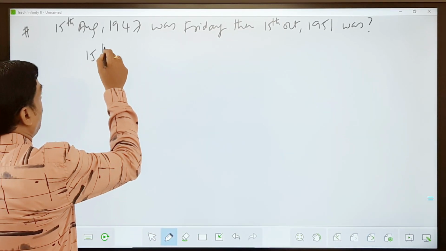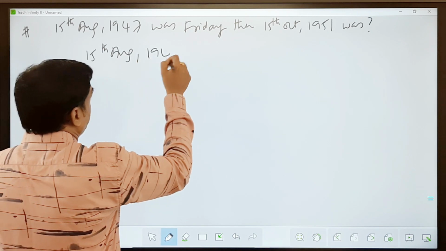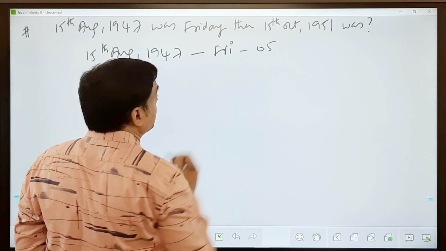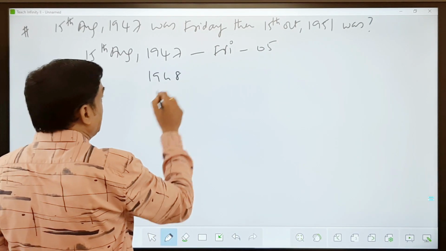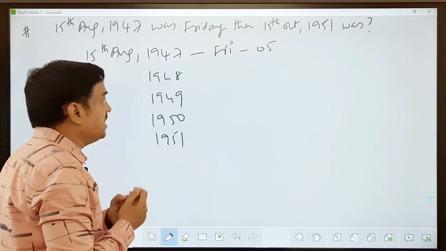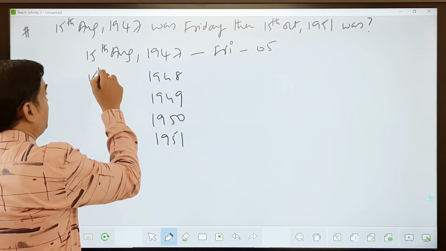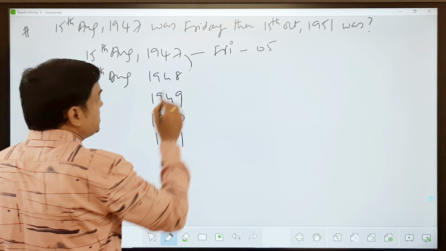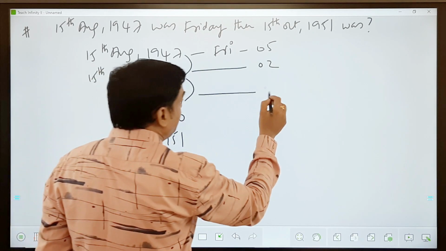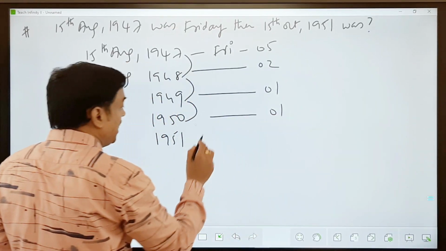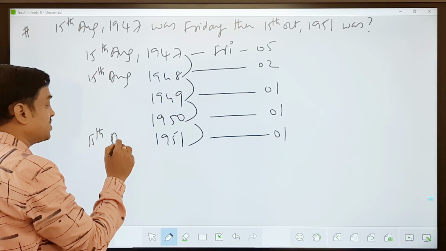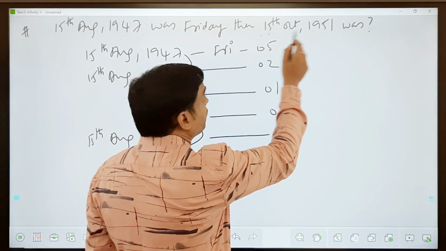Now similarly, one more question with a reference date, almost the same question. So 15th of August 1947 was Friday. That means it is already running with 5. So 1948, 1949, 1950 and 1951 is what I need to take. Now here, if I take 15th of August, please understand, this year to this year, it's a leap year. So 2 will be added over here. And then it's a non-leap year, 1. And it's again a non-leap year, 1, and again a non-leap year, 1 will be added. But this is up to 15th of August only, whereas I need to take 15th of October.